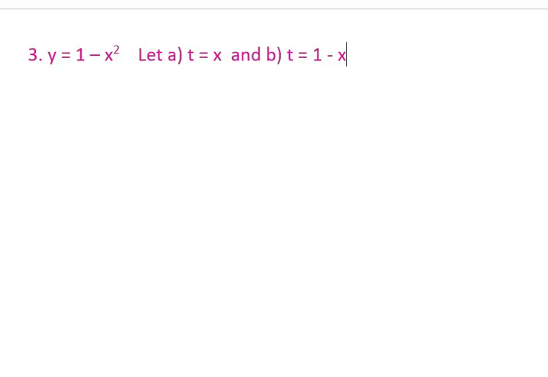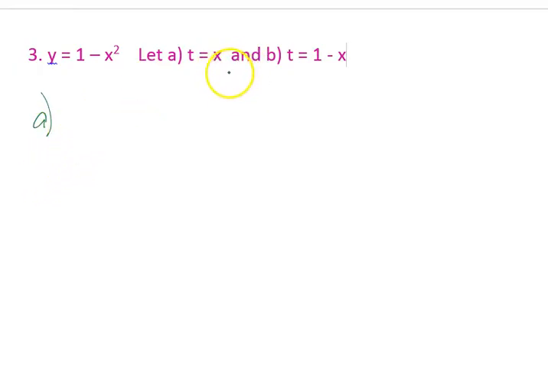Okay, so for this problem, they have given us a rectangular equation, y equals 1 minus x squared, it has y's and x's, and they've given us an a and a b. In one, they've told us let t be x, and in the other, they've said let t be 1 minus x. So we're going to take it one thing at a time. We're going to do part A.